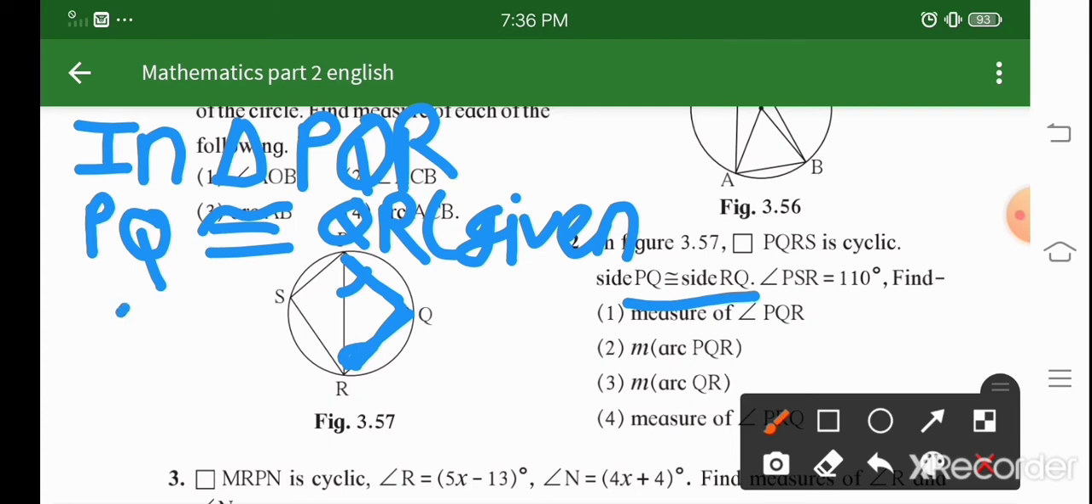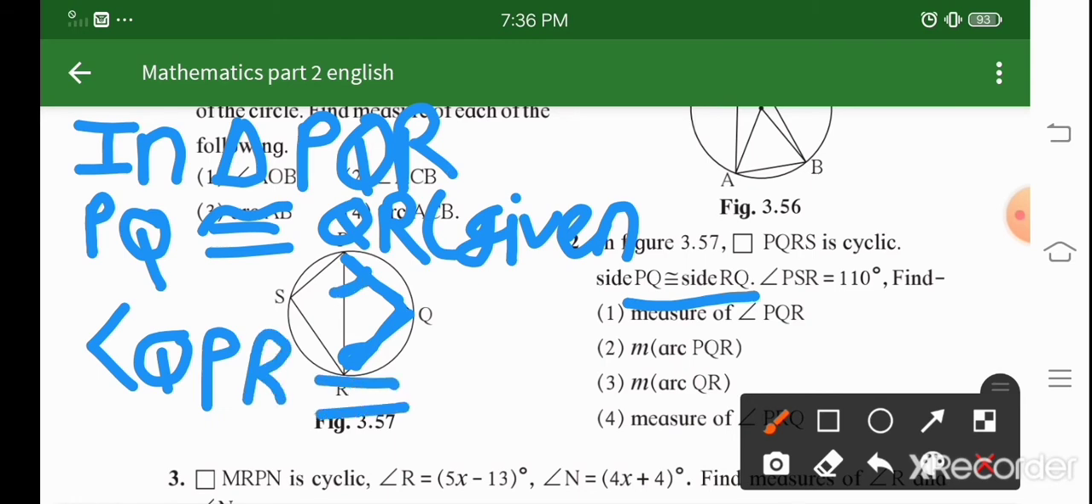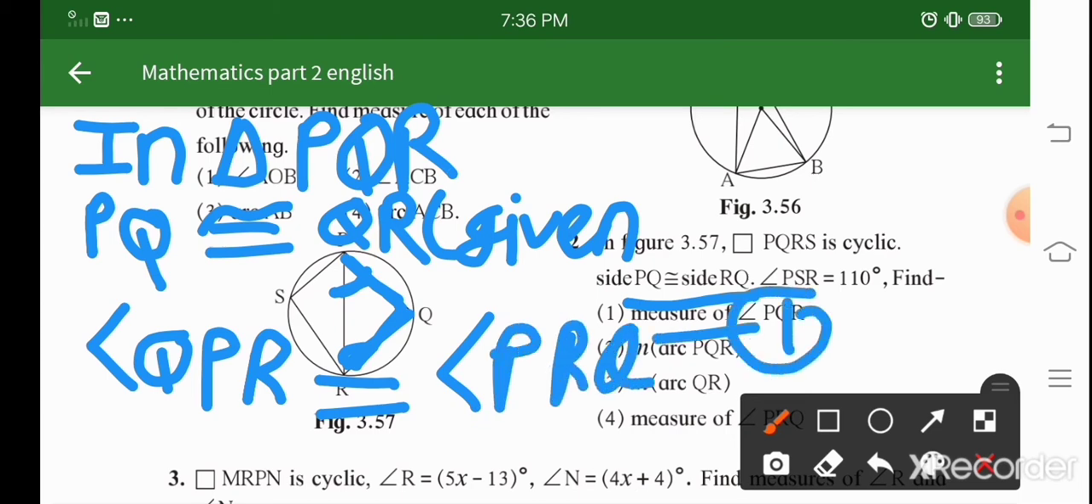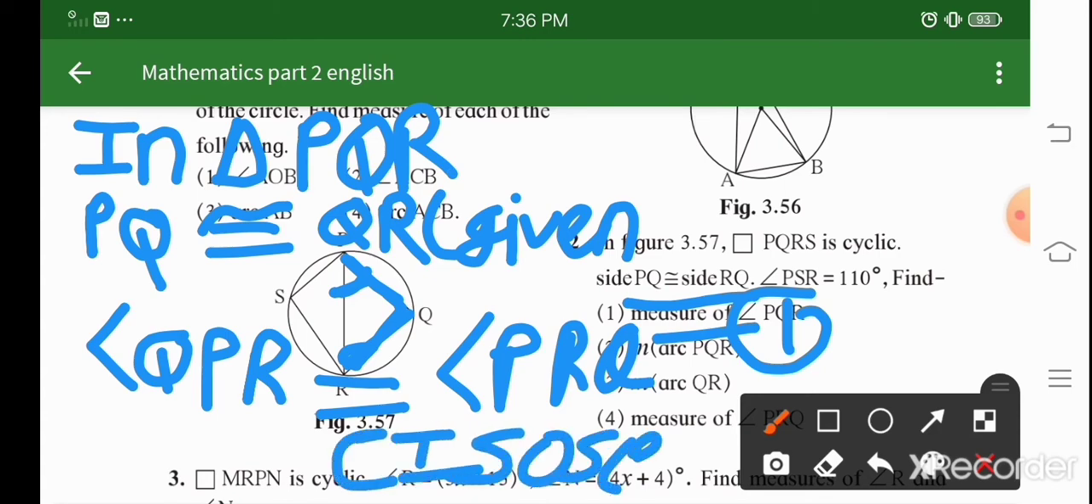So just write angle QPR. This angle P will be equal to angle PRQ. Make it equation number 1, and the reason is the isosceles theorem. You have to specify the isosceles theorem. This is the reason. I think this is clear.